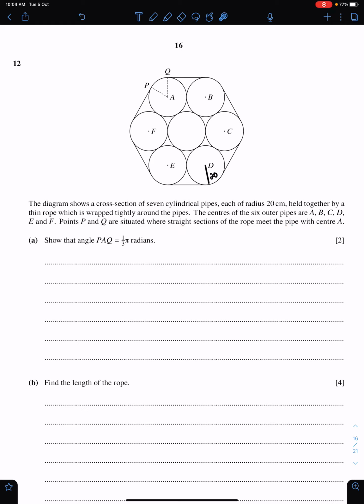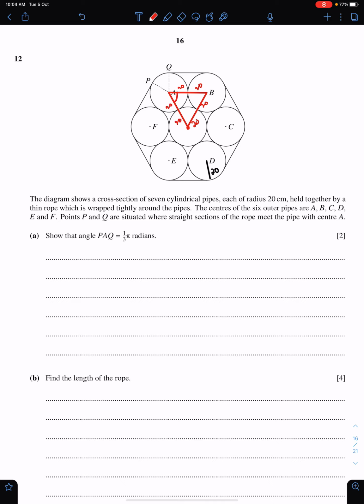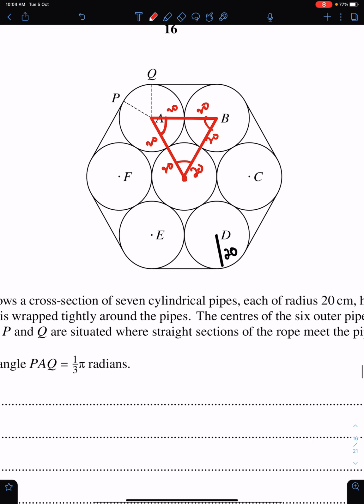Now, I will solve this part by two methods. So, method number 1. According to method number 1, see, this is 20, this is 20, this is 20, this is 20, 20, 20. So this triangle is equilateral. So all angles must be pi by 3. So this is pi by 3. See, this is rectangle.